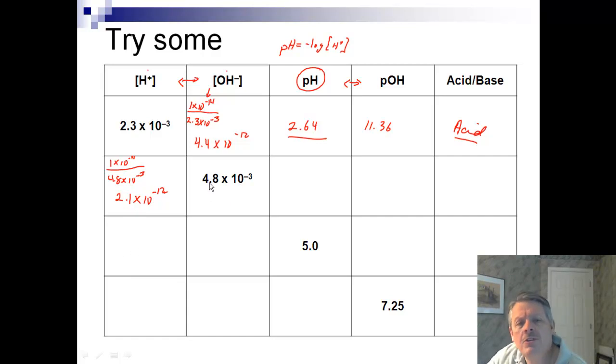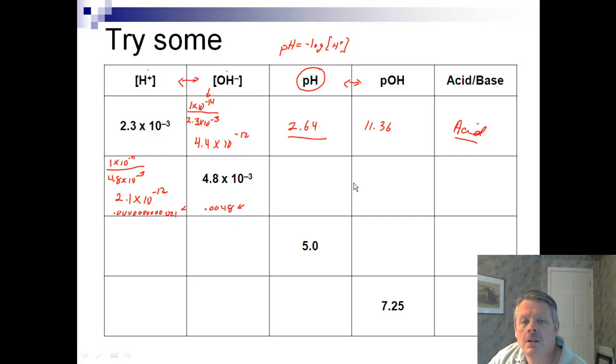So let's pause for just a moment and think about this. Do I have more OHs or more H's here? Well, that can be complicated, and you might say I've got more H's. Well, no, you don't. You have more OH's. Why is that? Remember that you're going to a negative exponent, so this is 0.0048 as a concentration, and this is 0.00000000000021. This is a very, very small number. This is much bigger, so we have many more OH's than H's, so that tells me this should be a base. You should be able to figure that out.